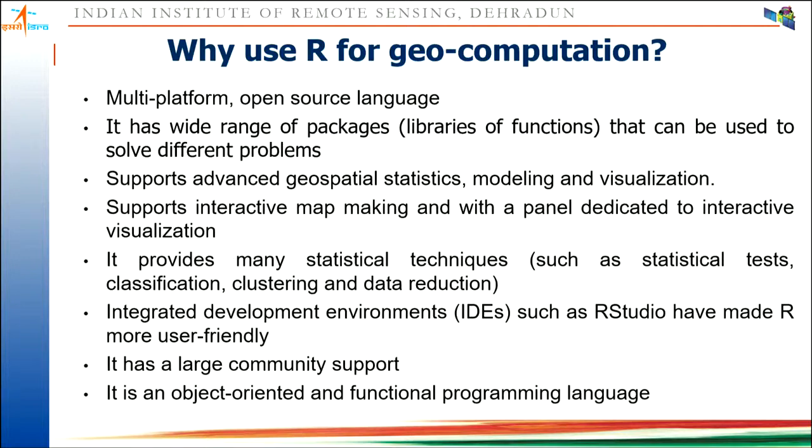And the next part is why we are using R for geocomputation. The major advantages of R for geocomputation: first, it is multi-platform. You can use R on Linux, on Windows, and on Mac OS, and it is an open source language, so anybody can use it. It's free, and it has a wide range of packages. So if you want to use it, so many packages are available.